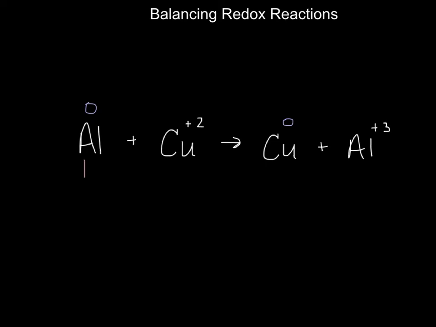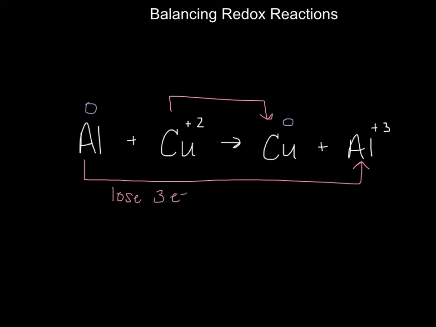So now we connect like and like, so our aluminums and our coppers. Our aluminums are going from 0 to plus 3, so they're going to lose 3 electrons. My copper is going from plus 2 to 0, so it is gaining 2 electrons.